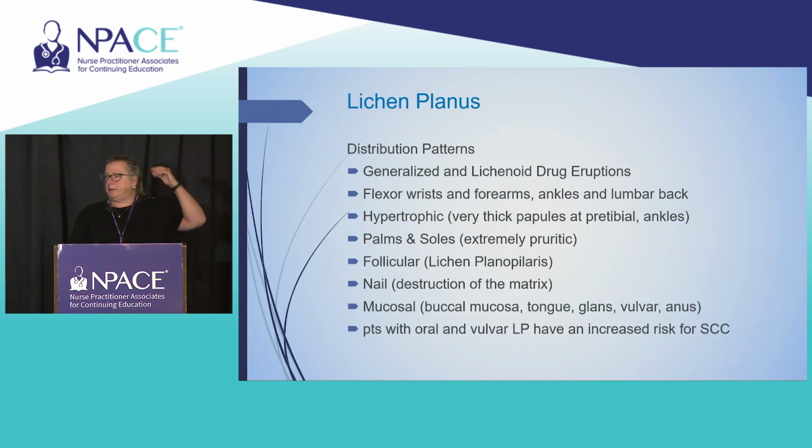But we also know that lichen planus will affect the hair follicles, right? That's lichen planopilaris. It may affect just the nails and cause really destructive nail dystrophy. We mentioned the oral mucosa. The patients who have oral mucosa or genital tissue affected by lichen planus are far more likely to develop squamous cell carcinomas, not because of sun exposure, because of the chronic inflammation in the skin. So important to be on the lookout for new, rapidly growing nodules.